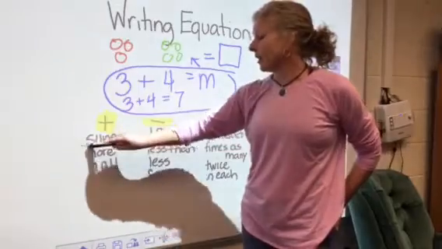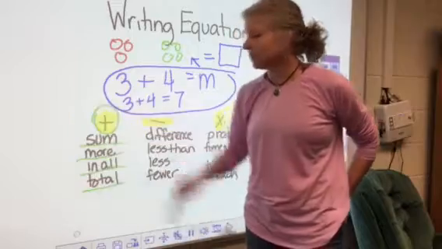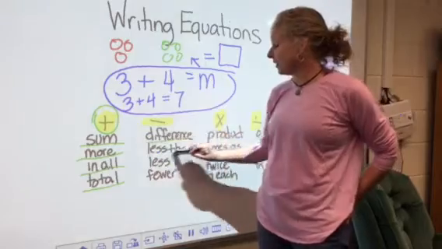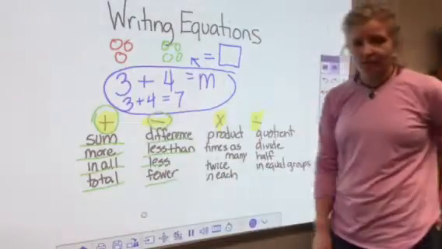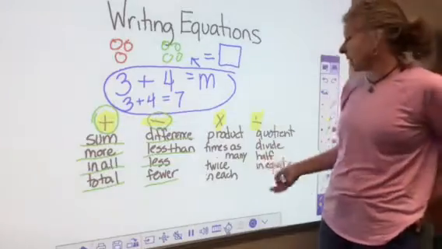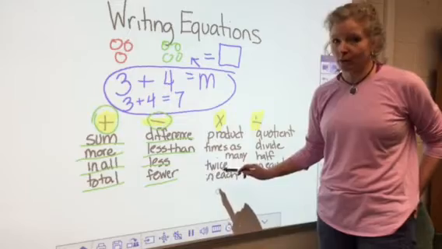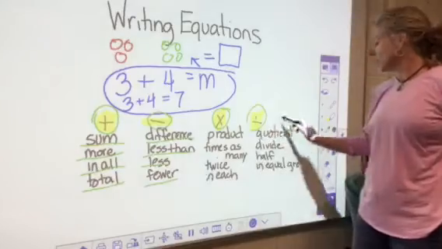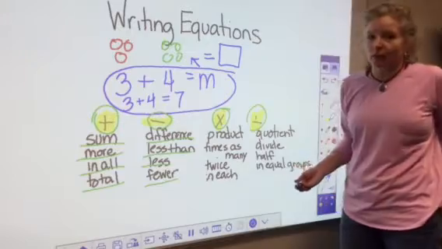If you see the words to find the sum, or more, or in all, or total, they're cluing you in that you need to add. If you see the words difference, or less than, fewer, if you're comparing, you are subtracting. For multiplication, if you see the words product, factor, times as many, twice, or in each, then you're going to multiply. For division, it's quotient, divide, half, in equal groups. They may say each for that one as well.